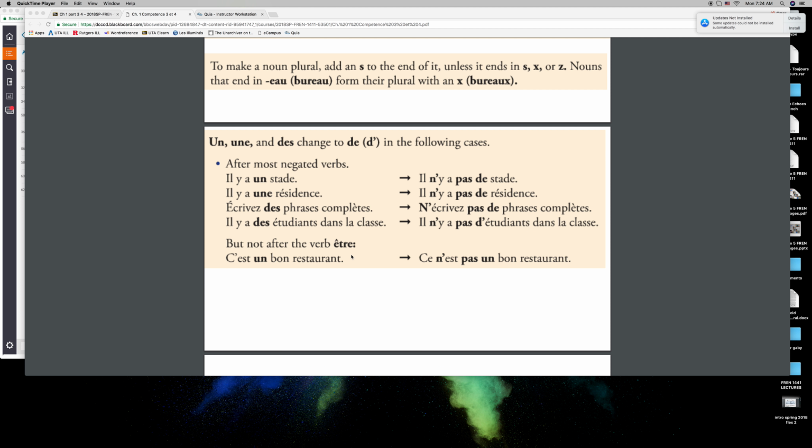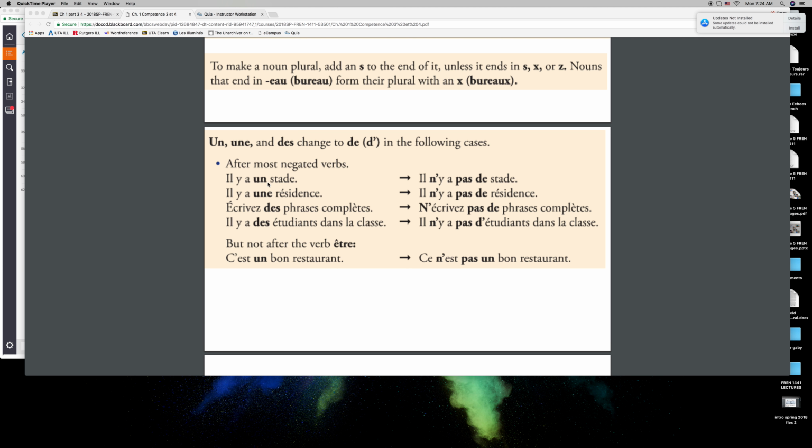And you don't use it with the verb to be. That's the only exception. So you use it with all the other verbs, like to write, what there is, there are, but you do not use it with the verb to be. So the affirmative and the negative look the same. C'est un bon restaurant. Ce n'est pas un bon restaurant. And here, in this example, UN doesn't change to DE, like in the other examples.